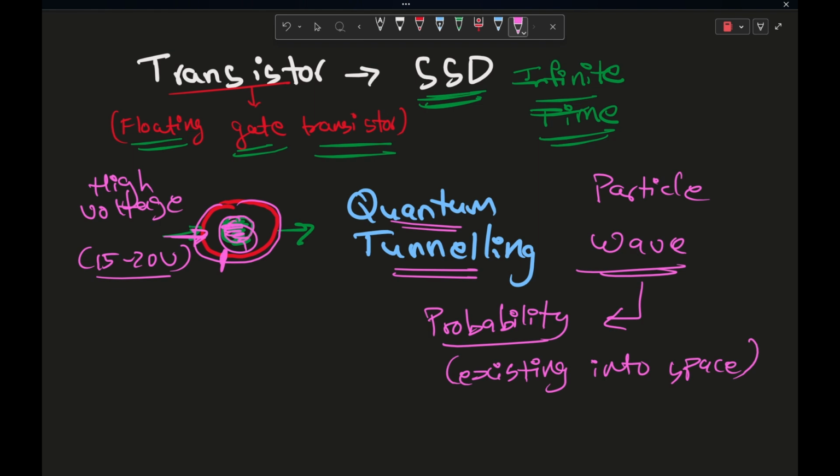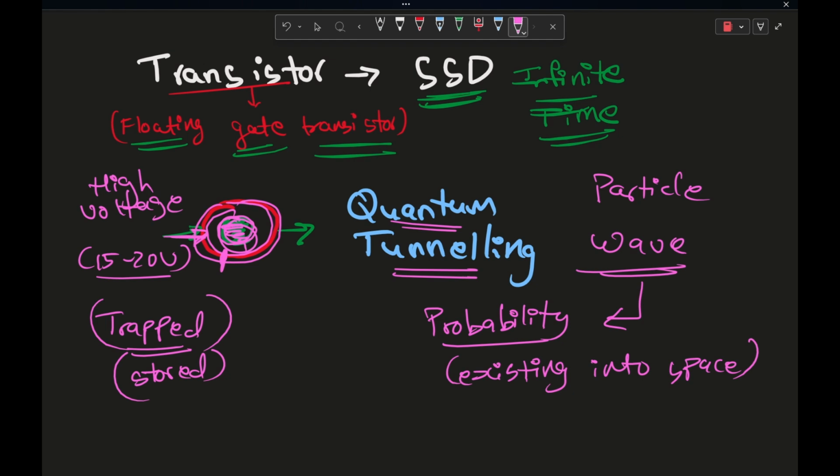Now once the electron has entered this conducting medium with this high voltage, as it is surrounded by this insulating medium, it is relatively stable inside. So we can say that the electron is trapped inside that conducting medium. Once it gets in, it cannot come out of it. So we can say that it is stored, or trapped, for infinite time.